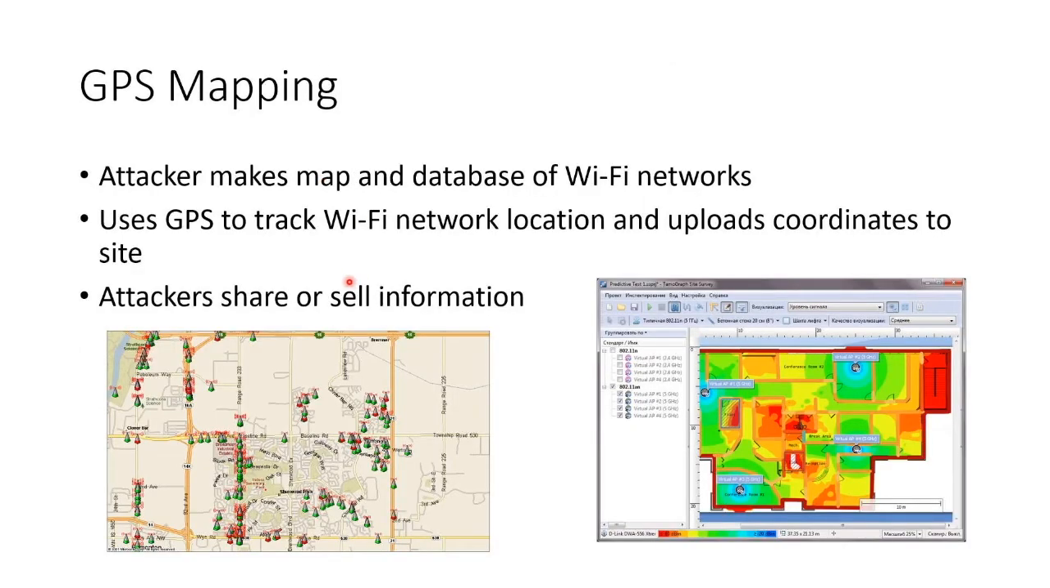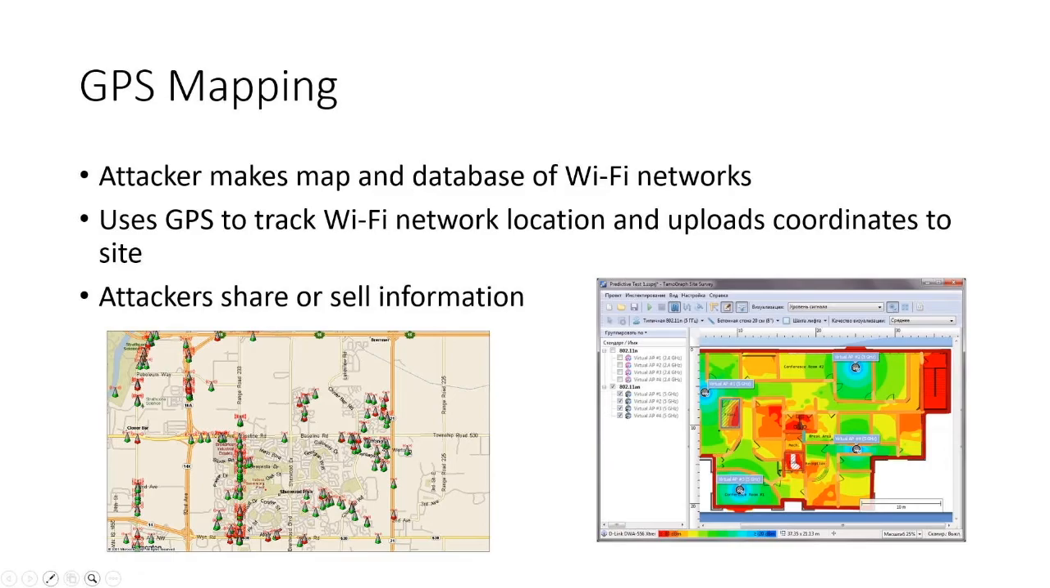You can also have tools that will map to geographical areas and give you an actual geographical topology map with GPS coordinates. Now of course these are usually more expensive. They will track Wi-Fi network location and upload coordinates, and then you can share or sell this information, and you can make maps and databases of Wi-Fi networks.